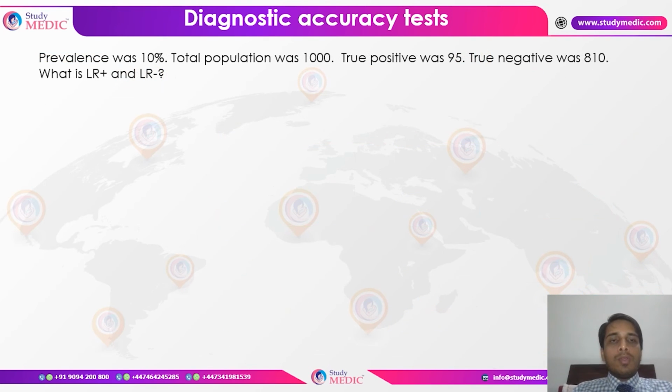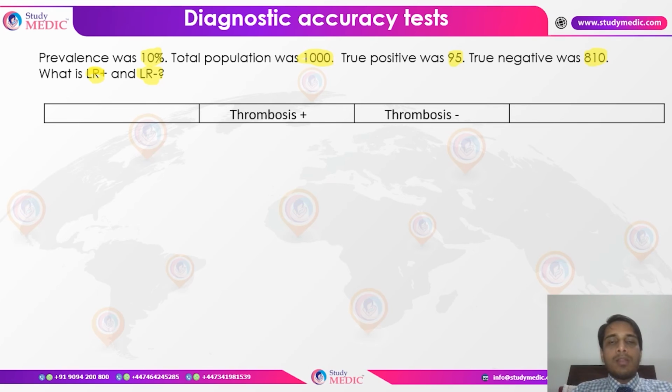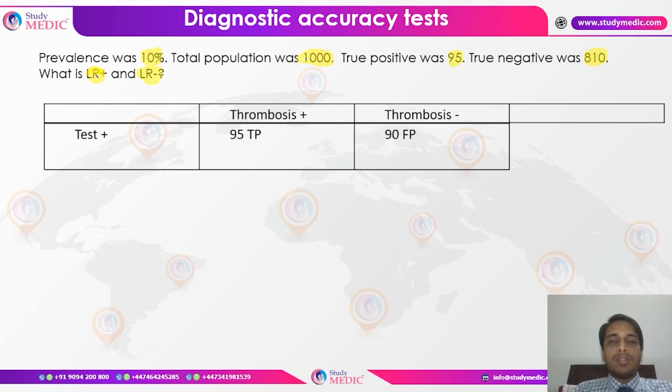Now here we will see a few things we are already given, but how to calculate the likelihood ratio. Again, the prevalence was 10%, the total population is given as 1000, true positives were 95, true negatives were 810. What is the likelihood ratio positive and what is the likelihood ratio negative? We'll see how to fill this. What information is given? 10% information is given, right?